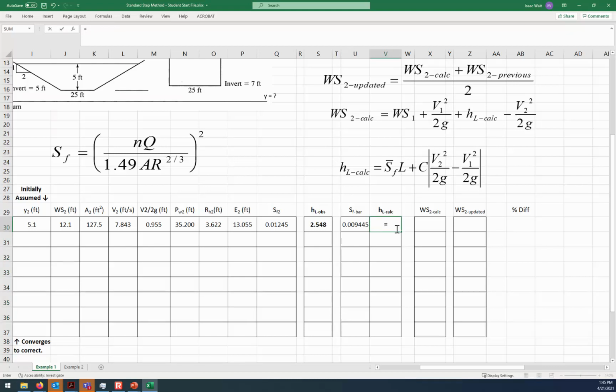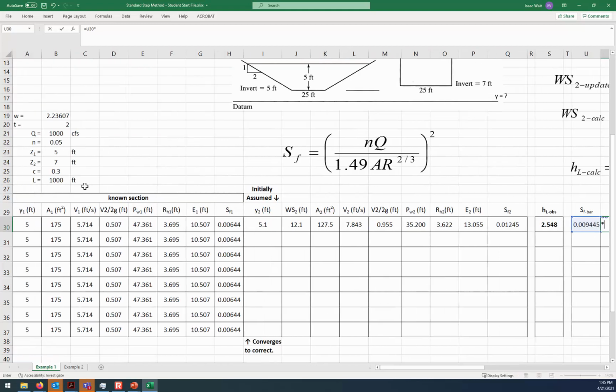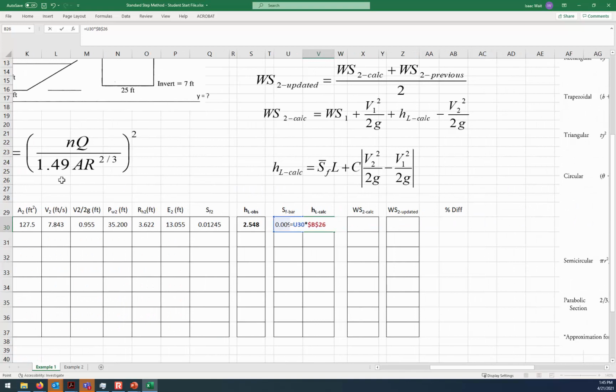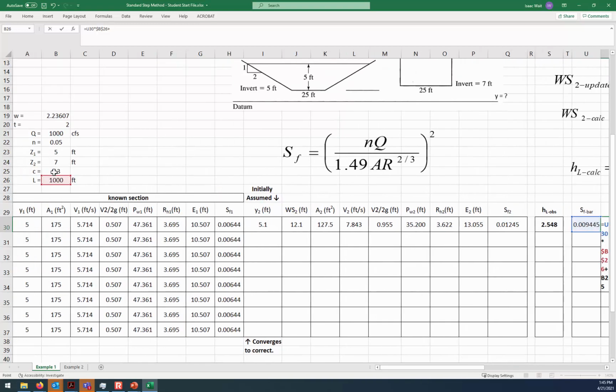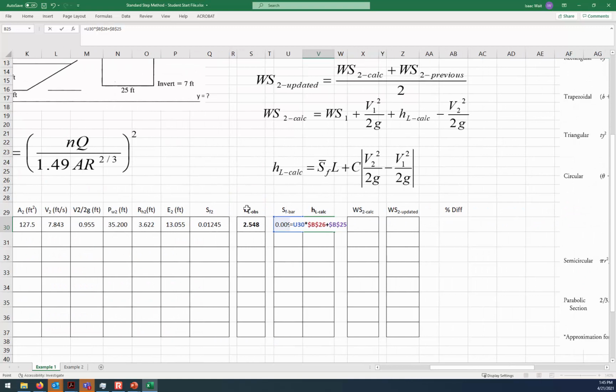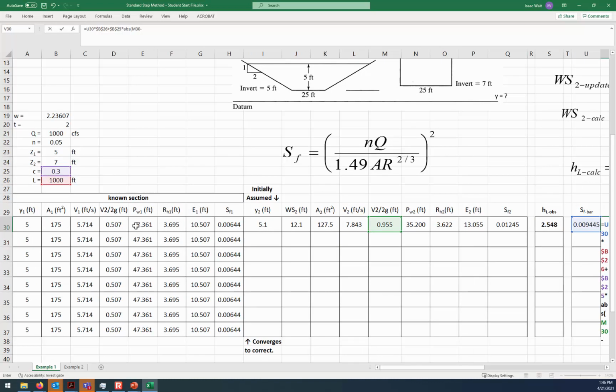Alright, so that head loss formula again was the slope of the energy grade line at the midpoint multiplied by the segment length, which is 1,000 feet, and now we're going to add the c value multiplied by the absolute value of the difference in velocity heads. Okay, so first things first, we'll reference the c value and anchor that and multiply that by the absolute value of the velocity head at 2 minus the velocity head at 1, which we just barely calculated.